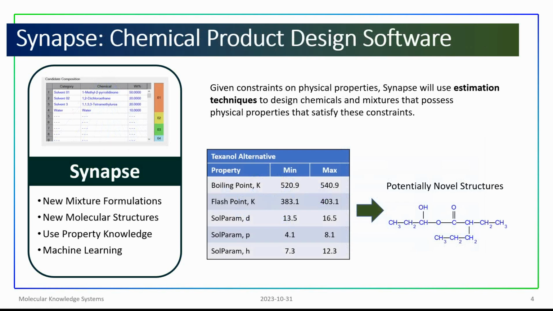Synapse's main goal is to use physical property estimation techniques to design new chemical products. Given a set of constraints on physical properties, Synapse will construct tens of thousands of candidate chemical structures, or candidate mixtures, estimating the properties of each one to find those that possess the physical properties that satisfy these constraints.